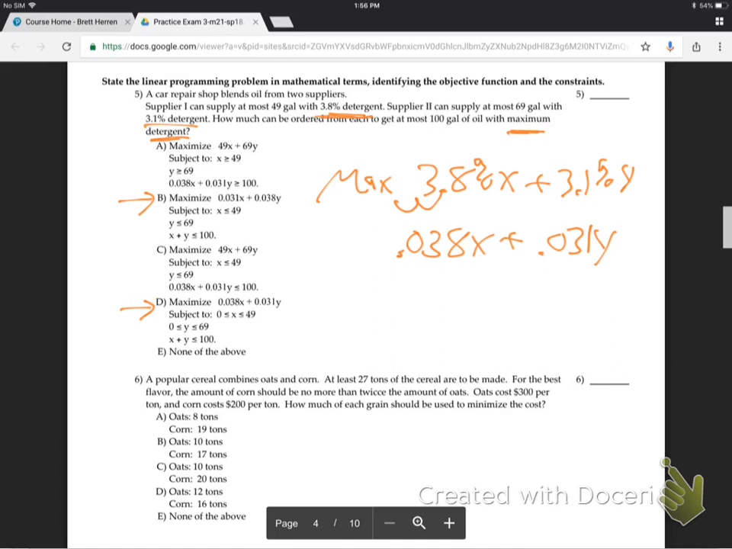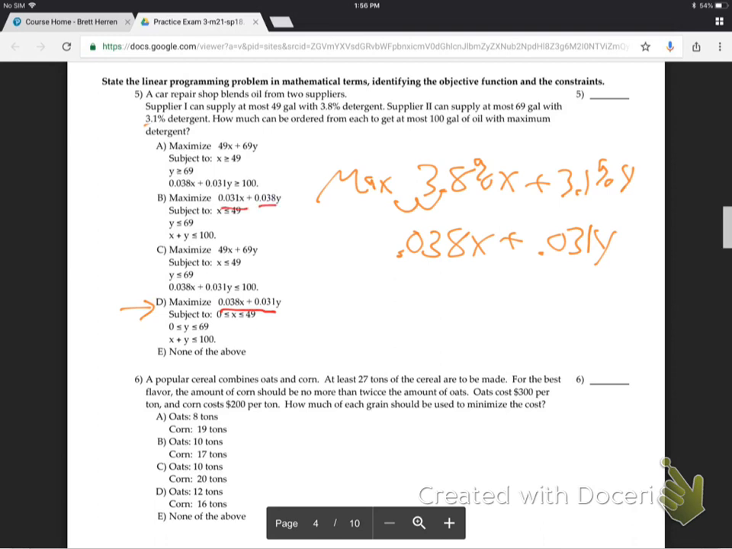Good so far? Now, which one is really right? Let's see why. What does it say? At most, 100 gallons of oil. Let's see what it says. D is right because, oh yeah, I didn't notice, B's got them reversed. So B's out. So it's either D or none of the above. This has the 0.038 first, then the 0.031. B had them the other way. Yeah, thanks. I didn't look close.